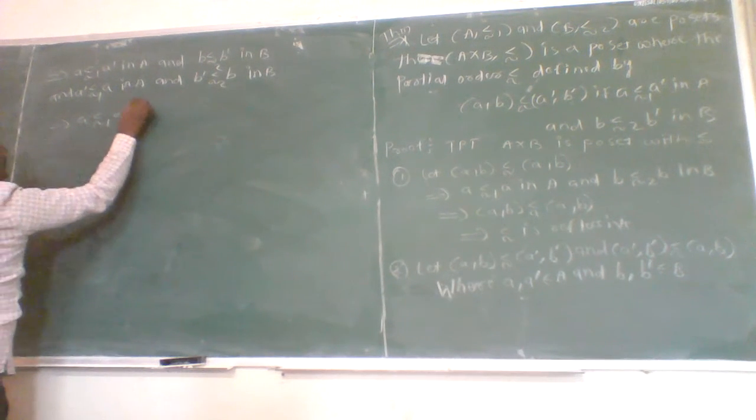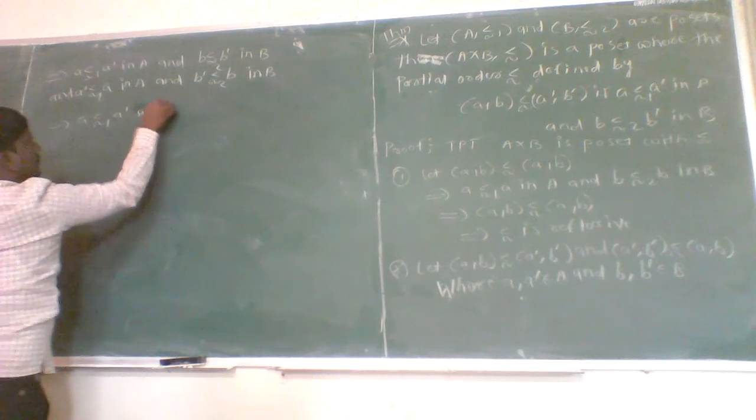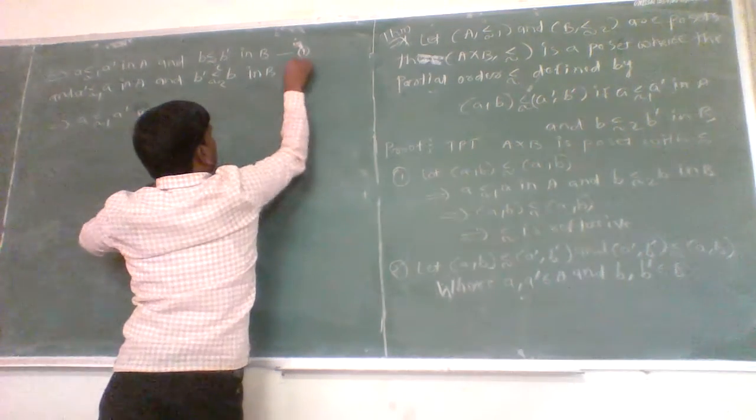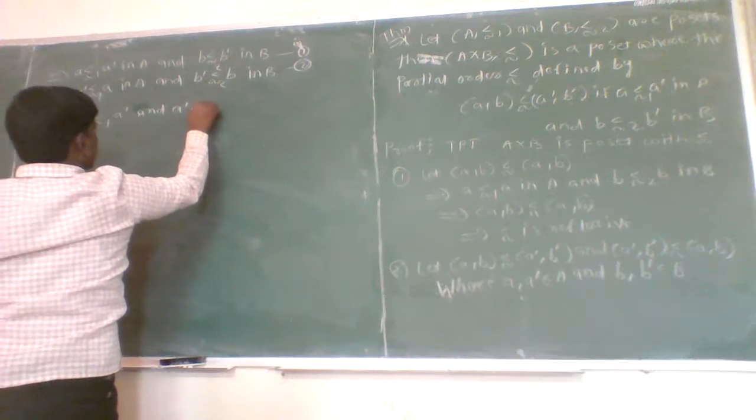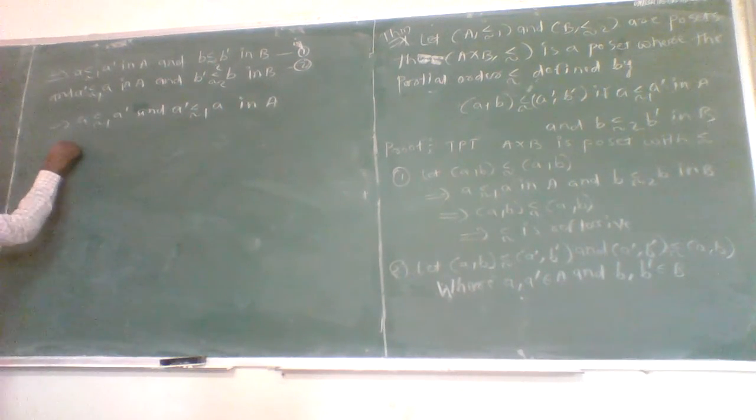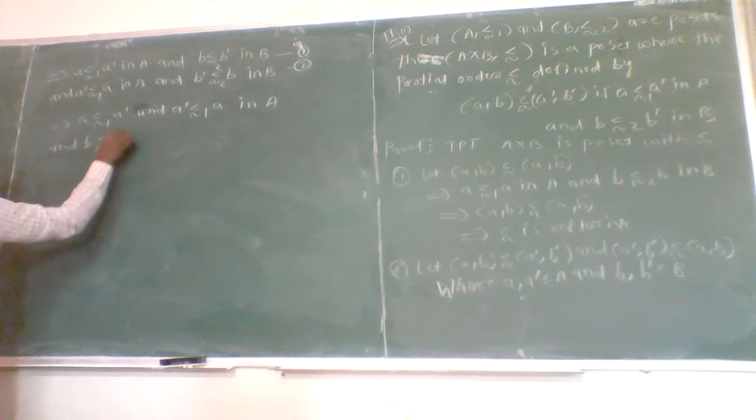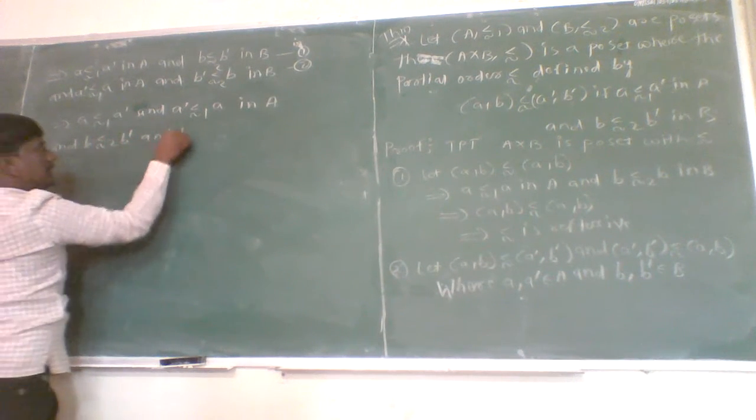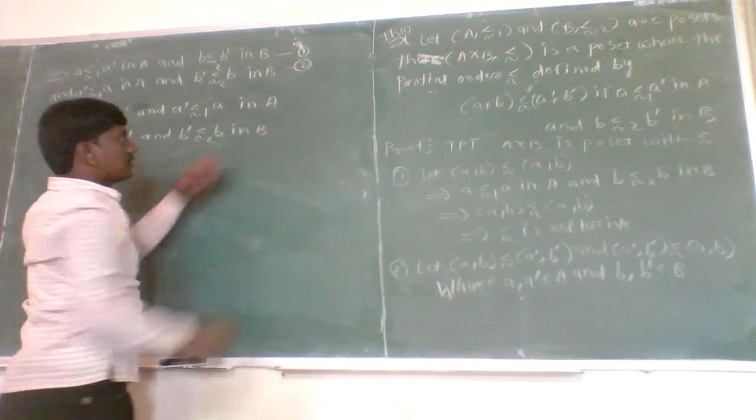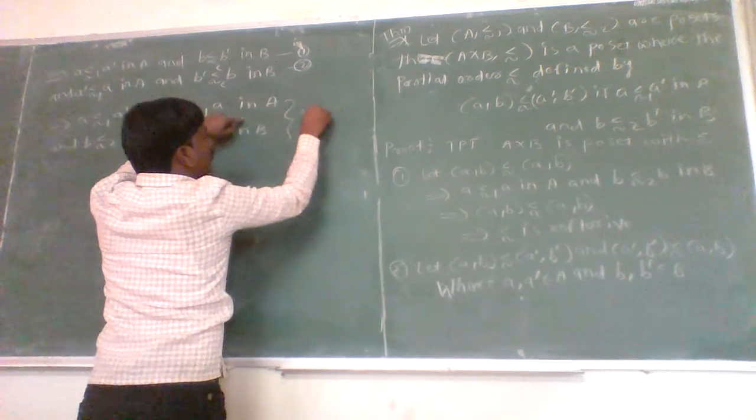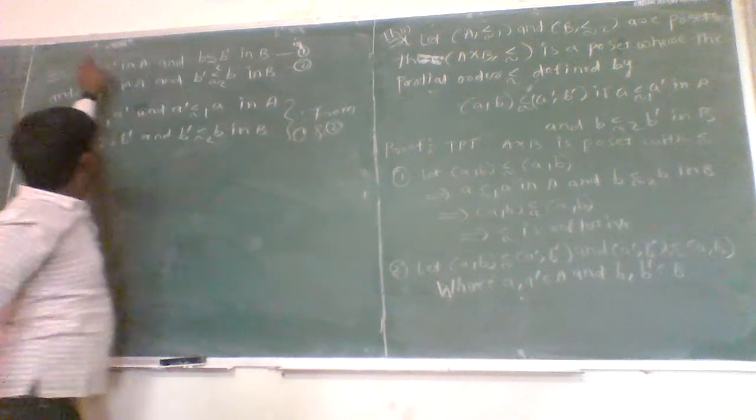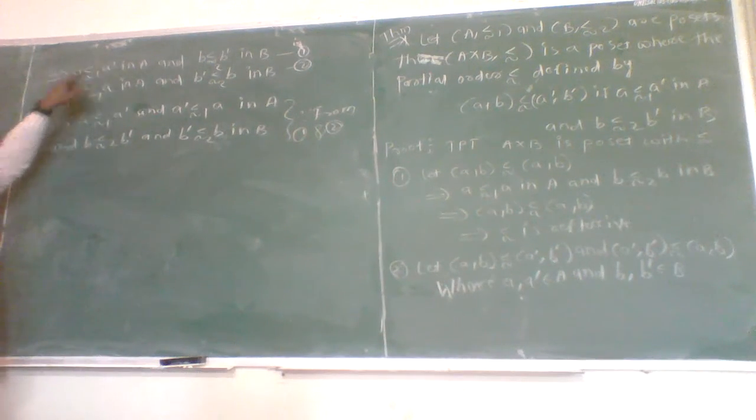a precedes a' in A, and a' precedes a. Just take this one as 1 and this one as 2: a' precedes a in poset A, and b precedes b' and b' precedes b in poset B, which is from 1 and 2. From 1 and 2, since a precedes a' in A and a' precedes a in A.